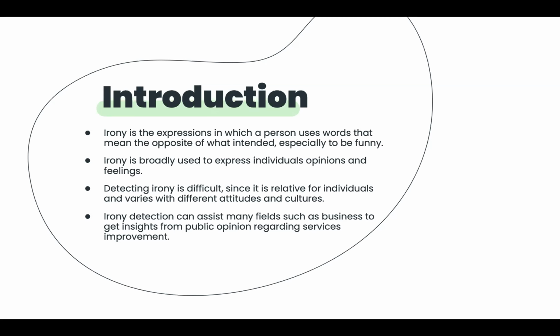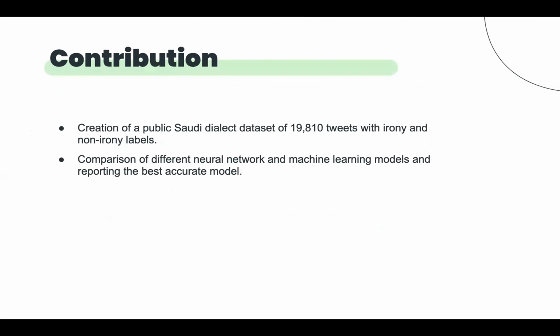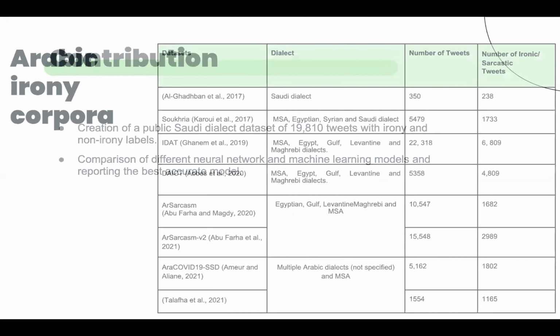One of the main advantages of the irony detection task is that it assists many fields, such as businesses, to get insight from public opinion regarding services improvement. Our main contribution in this work is to create a public Saudi dialect dataset of about 20,000 tweets with irony and non-irony labels. And we compared different neural network and machine learning models and report the best accuracy model.